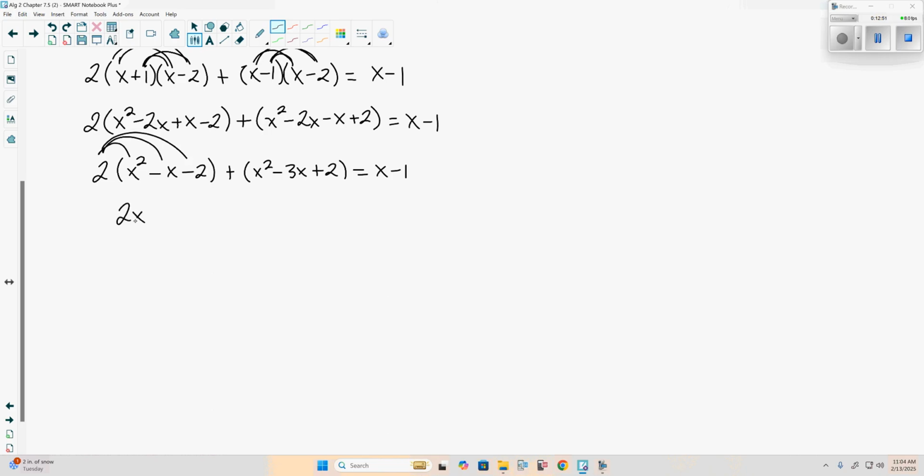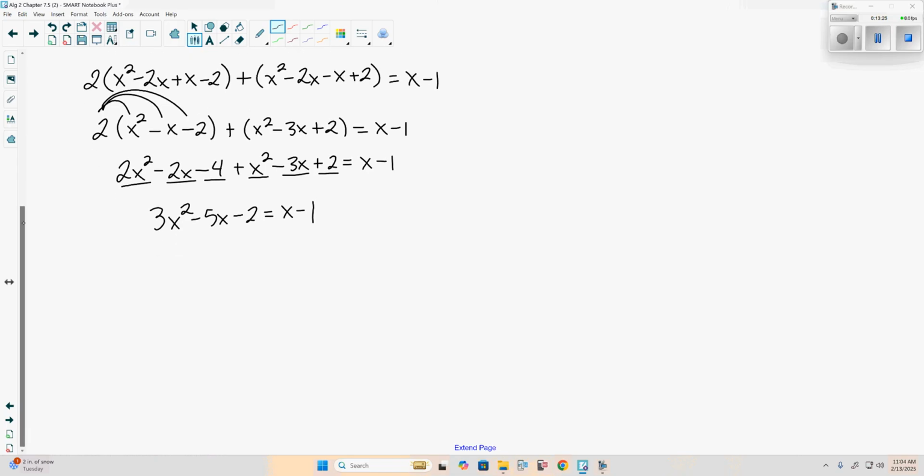We'll distribute the 2, giving us 2x squared minus 2x minus 4, plus x squared minus 3x plus 2 is equal to x minus 1. Before we get it to 0, we do need to combine some like terms. X squared plus 2x squared is going to give us 3x squared. Negative 2x minus 3x is going to give us negative 5x. And negative 4 plus 2 is going to give us negative 2. Questions on this so far?